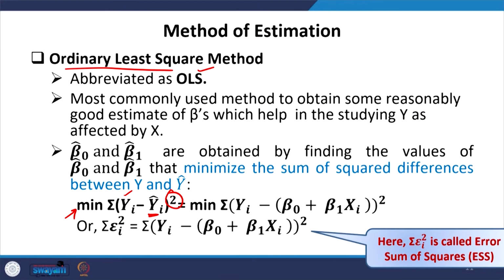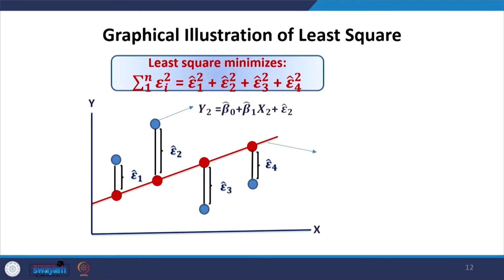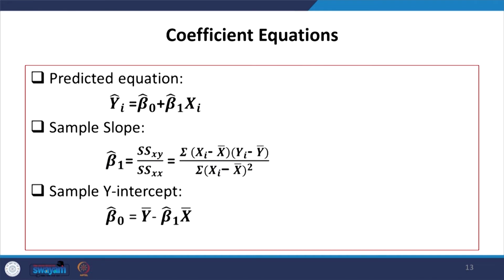We are trying to understand which one gives us the least error. That is why this is called the sum of epsilon i square, and these are estimated like this. A graphical illustration is given in this picture. There are different e1 hat, e2 hat, e3 hat. If all these are estimated and derived at the minimized level with their square term, it is called least square error.